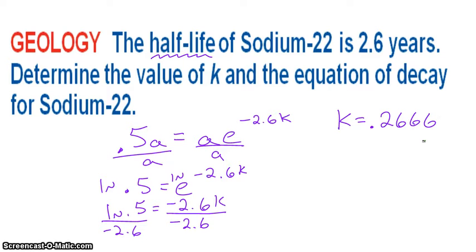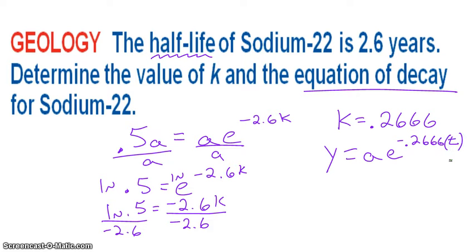So my equation of decay will then be just plugging in that k value. So I've got whatever my amount is, we can call it y, we can call it f of x, either or, equals whatever amount I started with, e to the negative 0.2666, and then since I want the overall equation of decay, whatever amount of time I'm looking for will be t. If I wanted the half-life equation, I would plug in that 2.6.